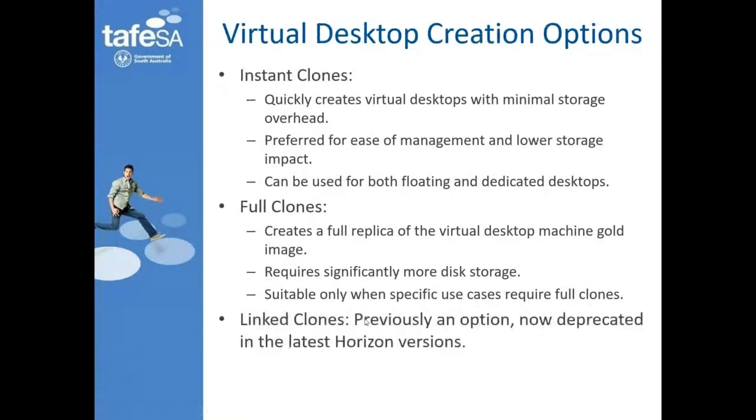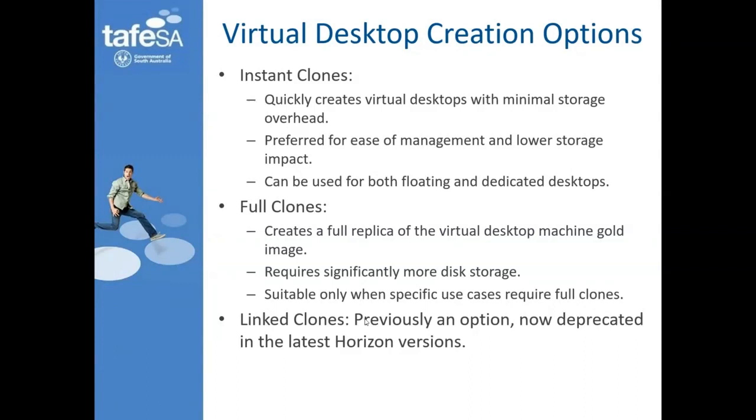With the virtual desktop creation options, we can create instant clones, full clones, and in the past, linked clones. Linked clones is no longer available. It's been deprecated, as in it's not used anymore. But instant clones is what we're going to use because instant clones quickly creates a virtual desktop with minimal storage overheads. So what does that mean?